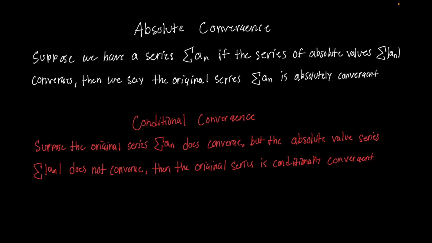Next we have conditional convergence. It's the opposite, basically. Let's say your original series converges, but the absolute value series doesn't converge. Then we say that the series is conditionally convergent. It means that the series converges only because the positive and negative terms cancel in the right way, if that makes sense. So a good way to think about this is that absolute convergence is stronger, like I said before. And for conditional convergence, think of it as converging only because of the cancellations.